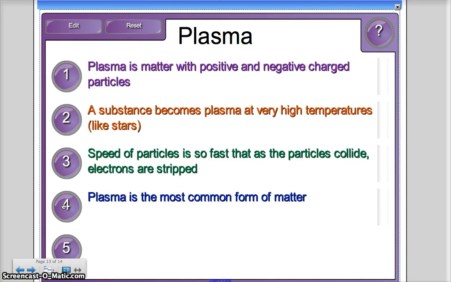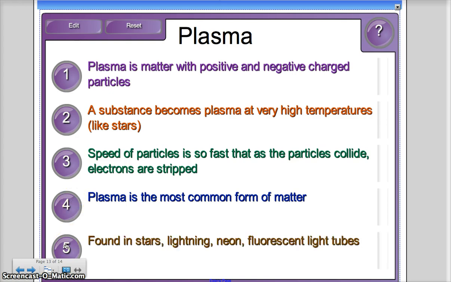Plasma actually is the most common form of matter in the universe. Not necessarily on Earth, but definitely in the universe. That's because it's found in every star, and there's a ridiculous amount of stars. Other things it's found in: lightning, neon gas, and fluorescent light tubes. And neon gas lights and fluorescent light tubes are very similar.